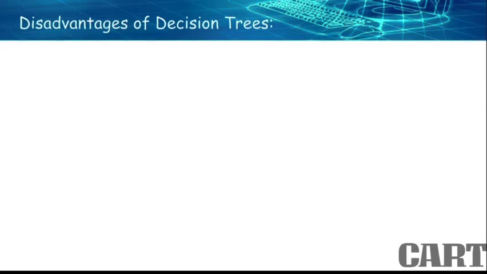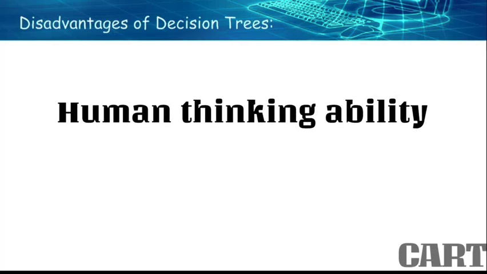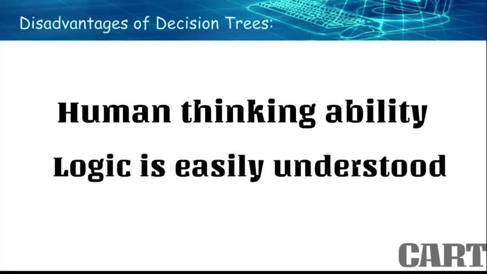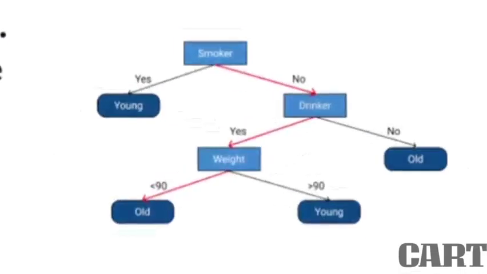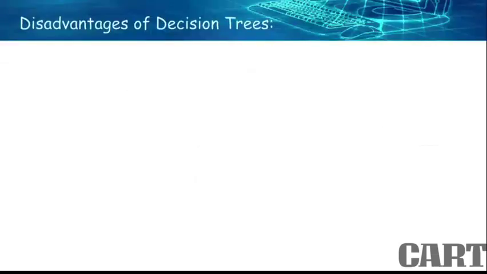Usually a decision tree mimics human thinking ability. It is like yes or no, so very easy to understand. It mimics human ability, and the logic behind the decision tree can be easily understood because it is like a tree structure. In the earlier example, we were taking a decision whether he's a young guy or an old guy, based on his weight, whether he's a smoker or a drinker. Based on those three, decisions can be taken easily.